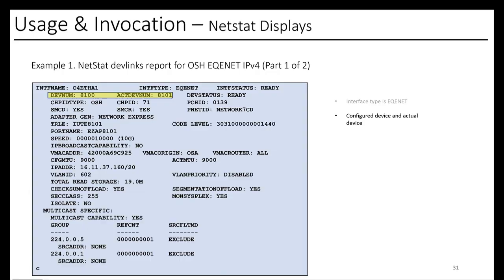Here is where I was pointing out what you coded was 8100 for the device number, and in this case, the actual device number that was selected was 8101. So that's where you can discern which one we actually selected. You don't always get the lead one. Chip type is OSH. It'll always be for this type currently.